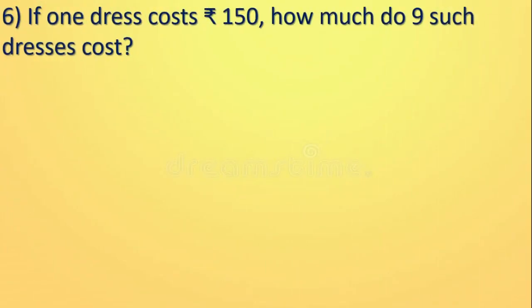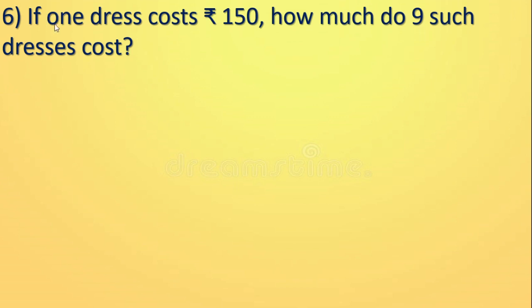Now here one problem sum is there. If one dress costs rupees 150, how much do 9 such dresses cost? Yes, you know this is multiplication because we have to count the same amount for 9 dresses. Means 150 will repeat 9 times. So what we will do? 150 multiplied by 9. 3 digit multiplied by a single digit.